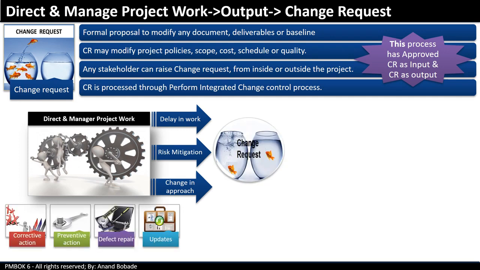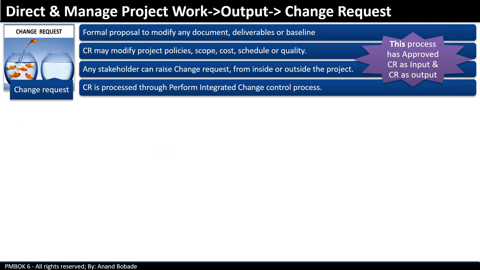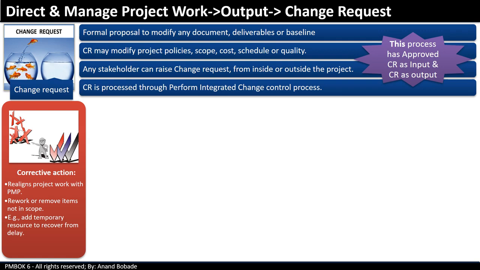Change requests may include corrective action, preventive actions, defect repair, or updates. Let's understand this in detail. Corrective actions is used to realign project work with project management plan. This can be done through rework or by removing items not in scope. For example, add temporary resources to recover from delay.